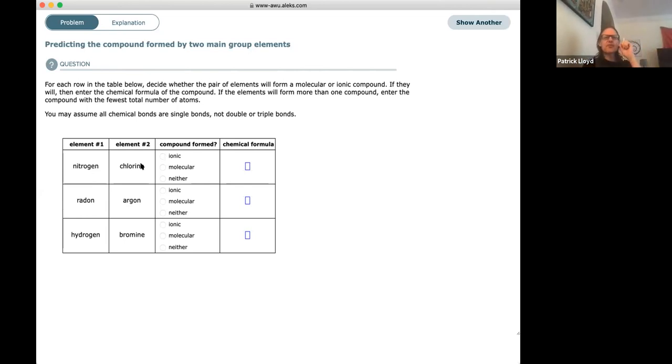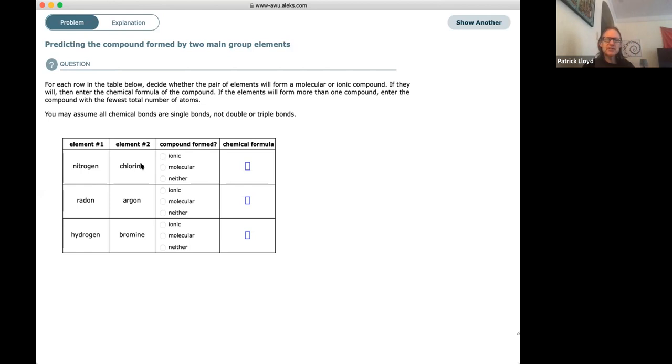Predicting the compound formed by 2 main group elements. Kind of pretty much the same thing, right? They're not having you name it. They're just having you determine whether it's ionic, molecular, or neither. Now this is interesting, that neither. What would be neither? Well, let's go through it.